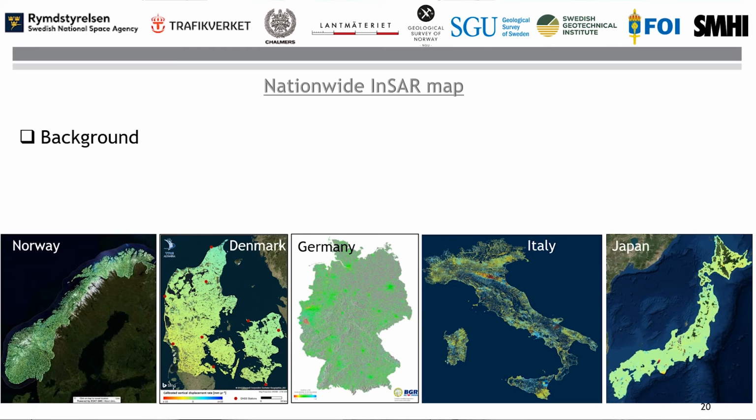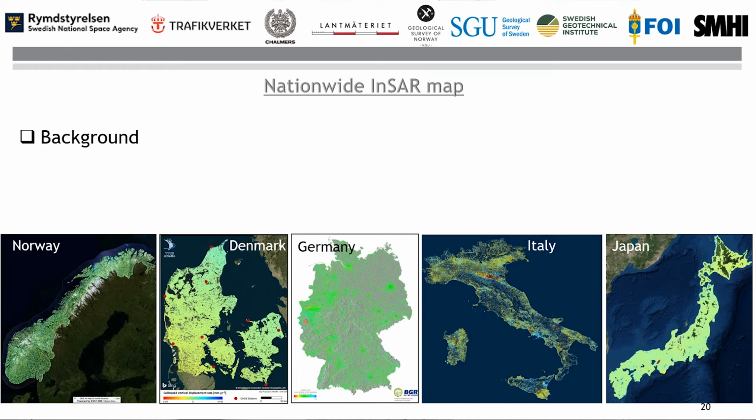So after observing the potential and capability of InSAR, countries decided to build up monitoring systems using InSAR. Norway, as a pioneer country in this regard, started first, and after that, other countries followed this routine. Now, for example, Denmark, Germany, Italy, and Japan have InSAR maps at nationwide scale.